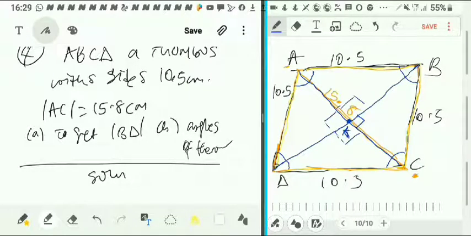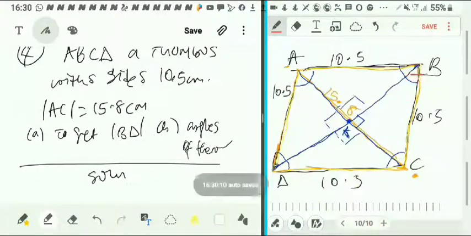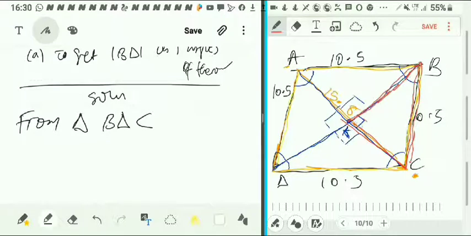So let's move forward. We want to get the length of BD, the length of this diagonal. From what I can see, we can first use the Pythagoras theorem to obtain some sides. Look at triangle BDC. This is a right-angled triangle because the diagonals bisect each other perpendicularly. This is the longest side, the hypotenuse.